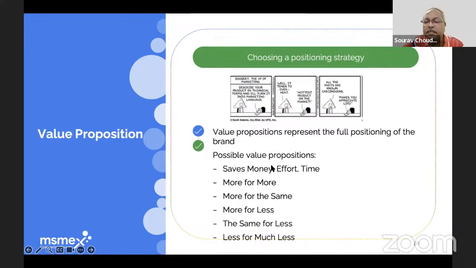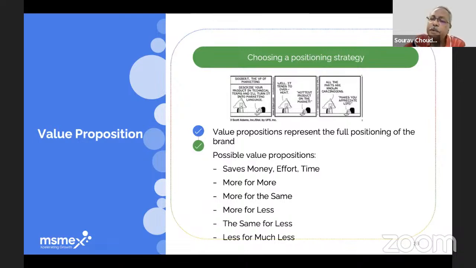And possible value propositions आपके सामने 6 हैं. इससे ज्यादा मुझे तो दिखा नहीं आज तक. आपके दिमाग में अगर कुछ है तो बोलना. जब भी हम लोग कोई प्रोडक्ट खरीदते हैं, whenever a customer buys the product, the possible value propositions are: this product saves money, effort, and time. Highly productive, saves money, saves effort, saves time.